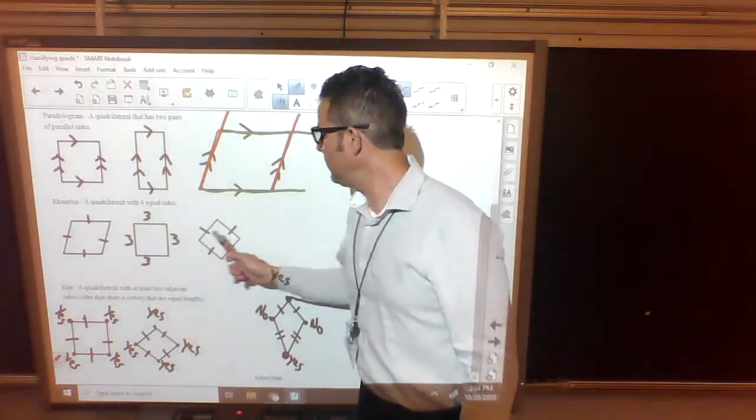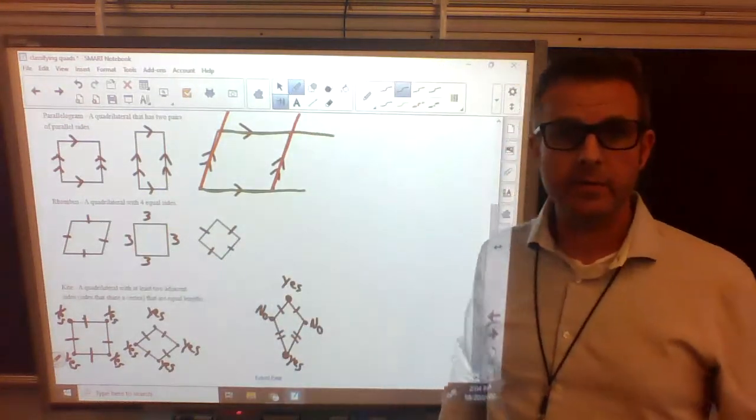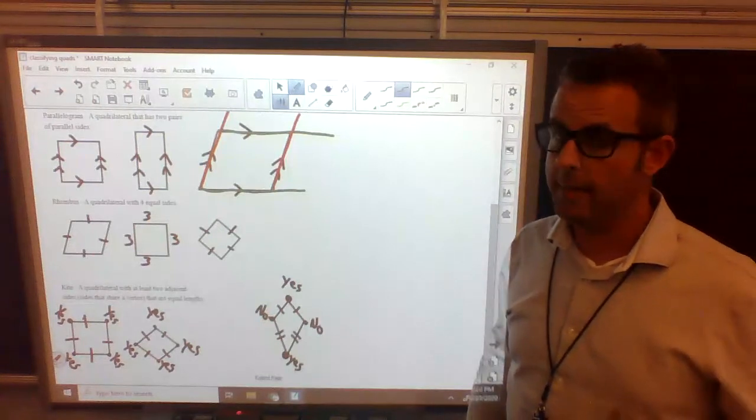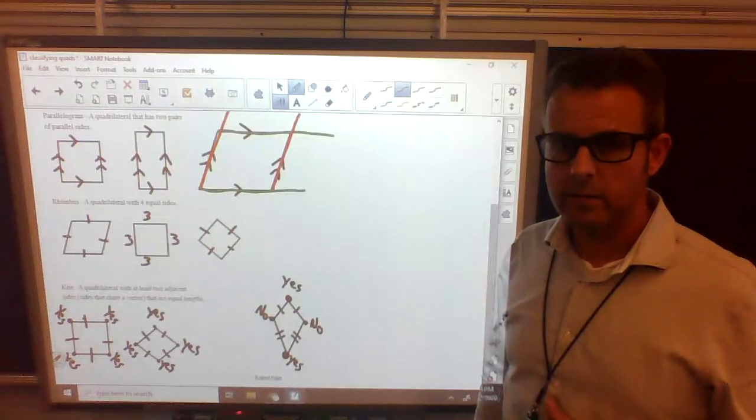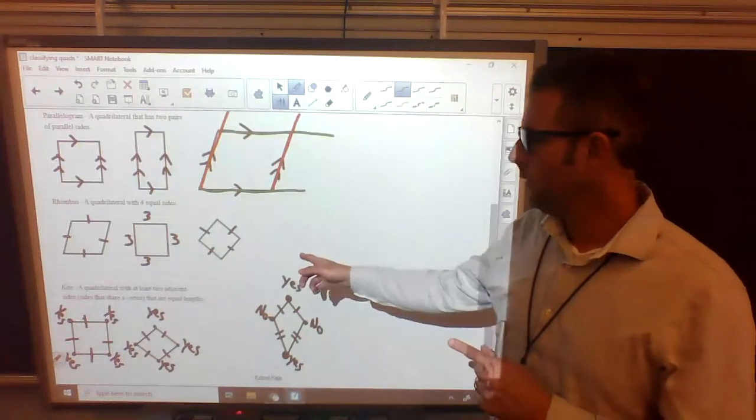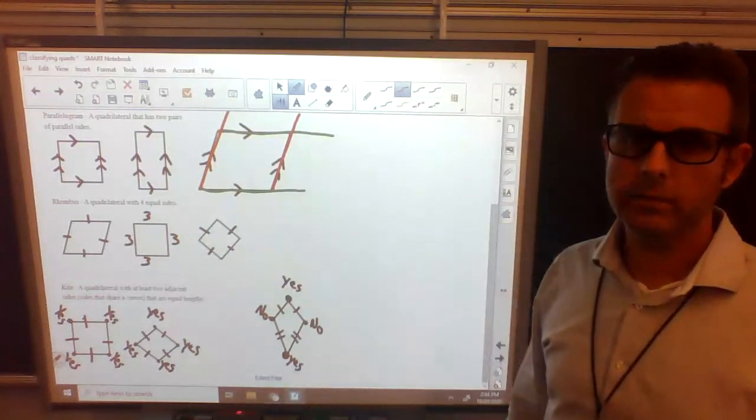So these are three examples of a rhombus. They have equal sides. That makes it a rhombus. Yes, it's still a square, but it's still a rhombus too. Four equal sides is a rhombus.